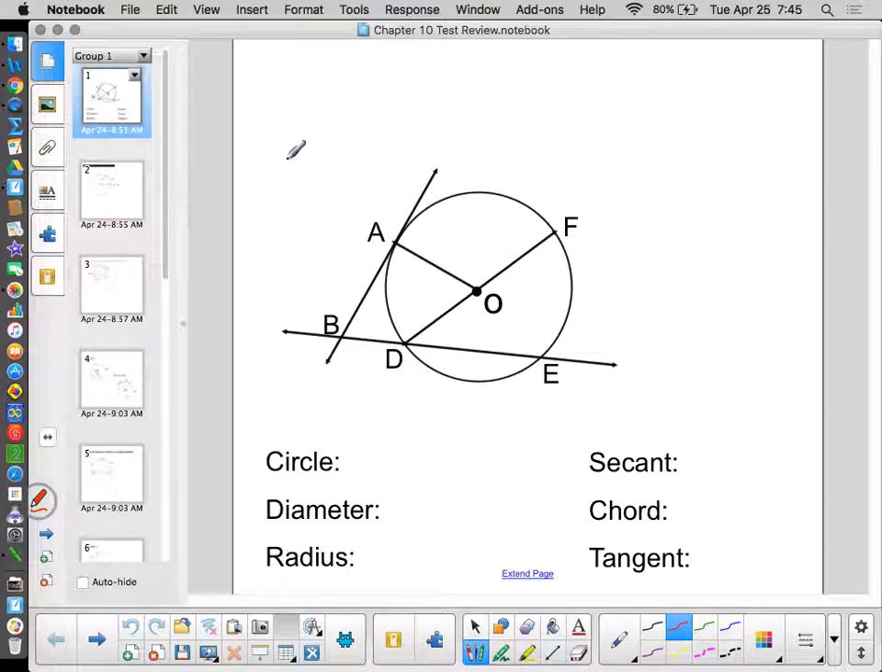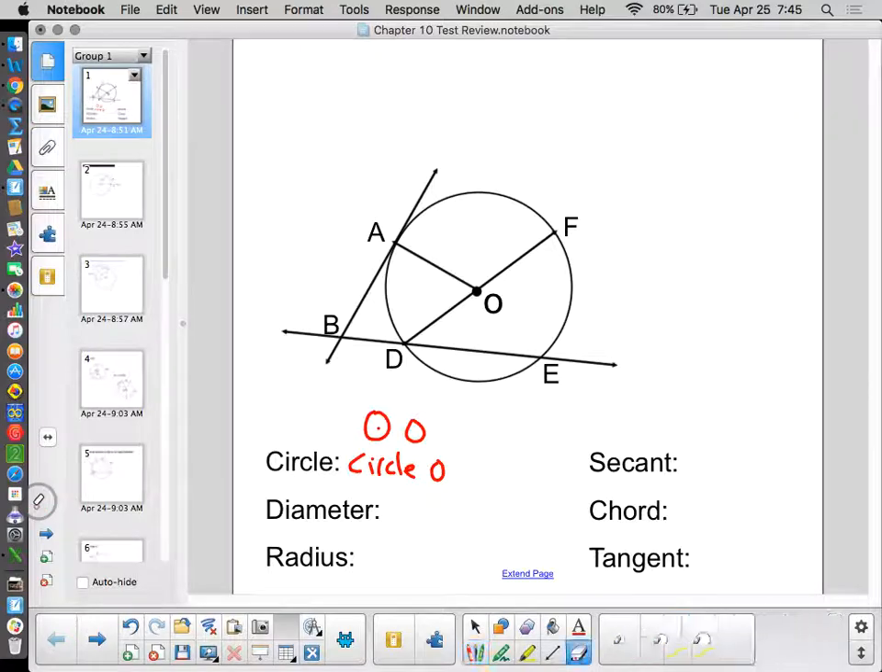Name the circle. What's its name? Circle O, okay? We can just say circle O, or we could use the circle symbol and O, but that almost looks like a pair of eyes staring at you, or one of them's blind, and that's weird. So I like to use the word circle, because it looks messed up.